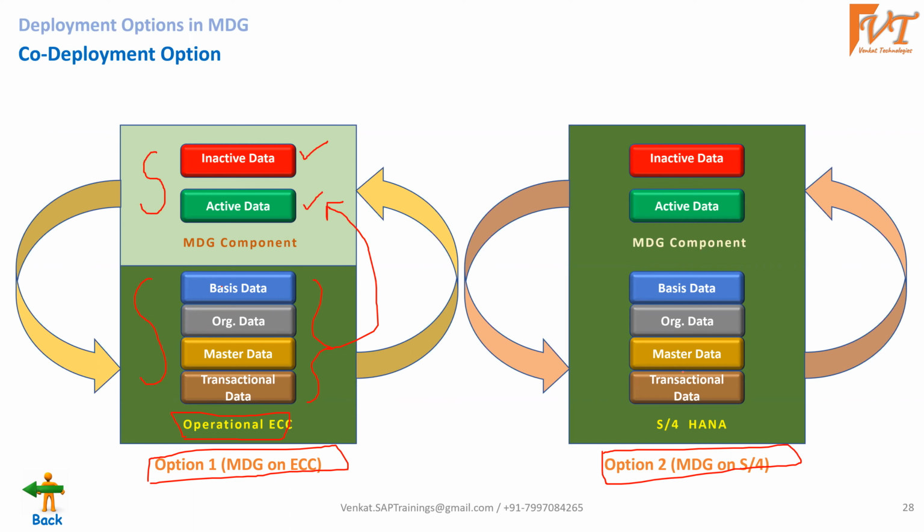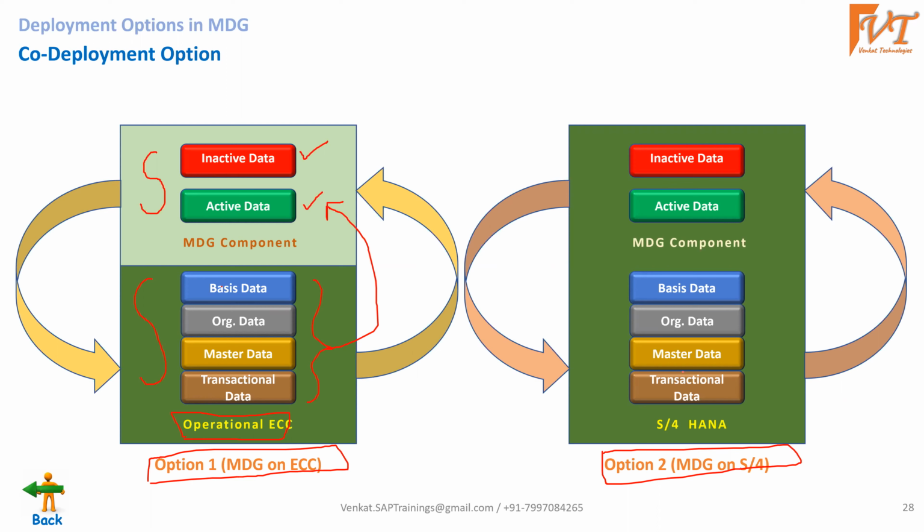Inactive data stores in the staging area and active data stores in the active area. But the staging area can contain active data as well, but that is a different concept. For now, I don't want to confuse you more on that. When I show you in the system, you will understand it better.